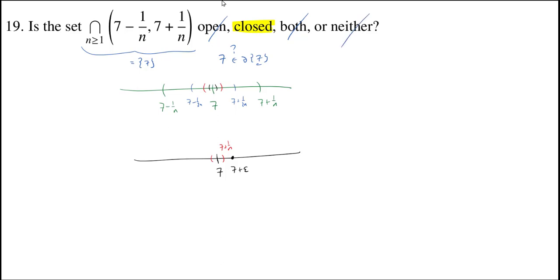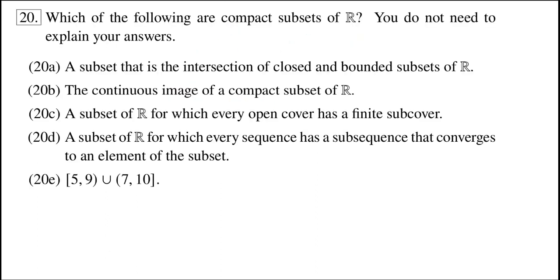All right, let's move on to problem 20. In problem 20, we are given 5 different examples or descriptions of subsets of the real numbers, and we want to know which of them are compact. So let's see, the first one, we have a subset that's the intersection of closed and bounded subsets. Well, we know that closed and bounded is one characterization, in fact, it's our definition in the real numbers for compact sets. So we're asking, is the intersection of compact sets compact? Of course, the answer is yes. The intersection of closed sets is closed. The intersection of bounded sets is bounded. Therefore, we have compactness.